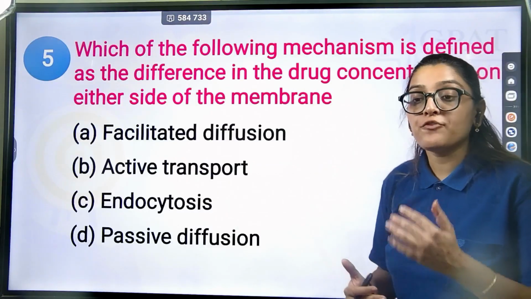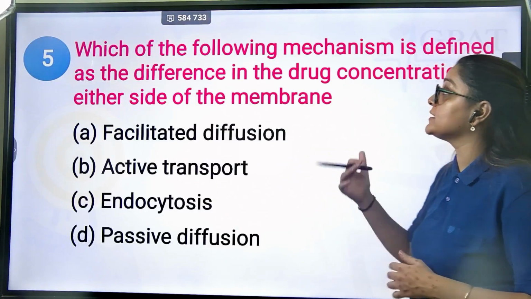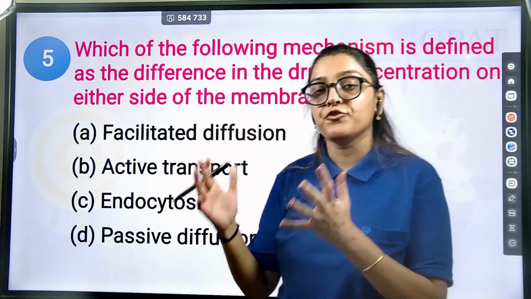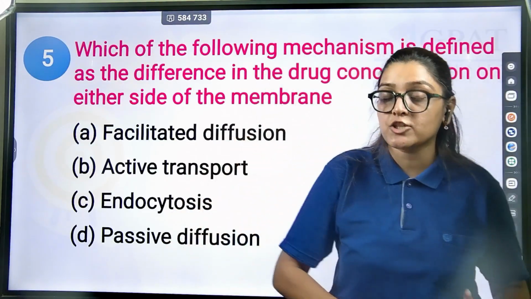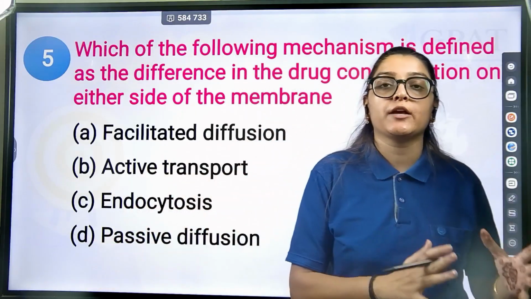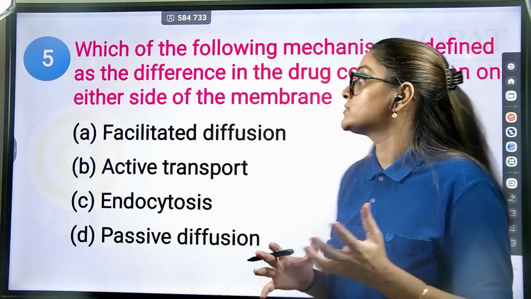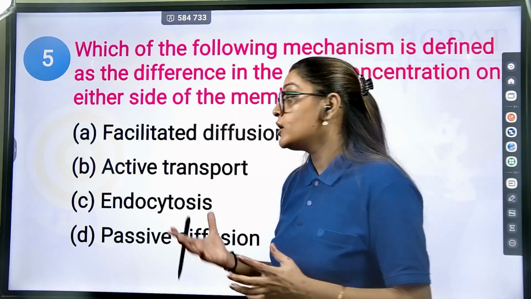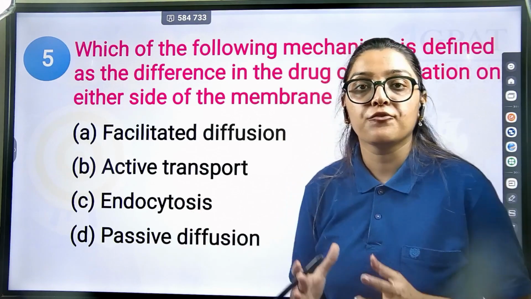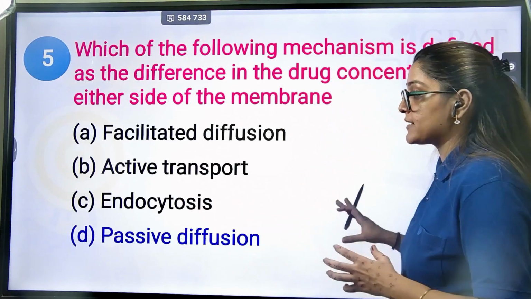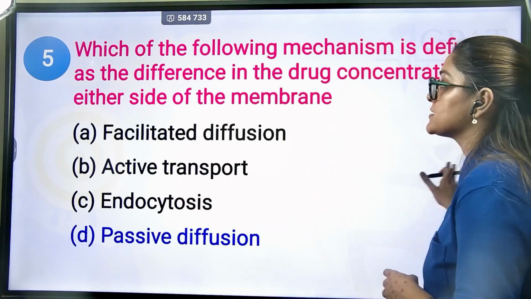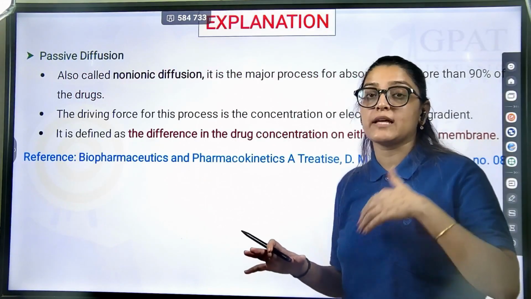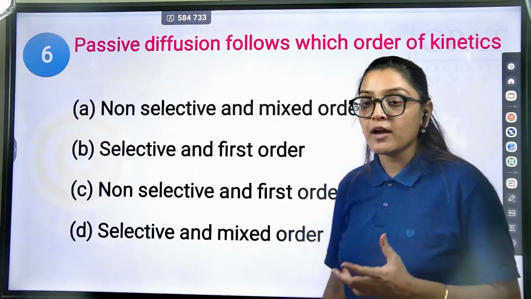Next, which of the following mechanisms is defined by the difference in the drug concentration on either side of the membrane? We have just seen that in the diffusion process, the drug moves from a region of higher concentration to a region of lower concentration until equilibrium is maintained, and that is termed the diffusion process. Around 90% of drugs pass through the passive diffusion process. So in passive diffusion the difference in concentration is the driving force, that concentration gradient is the driving force.